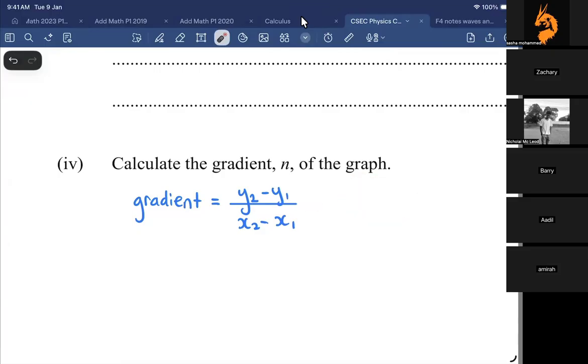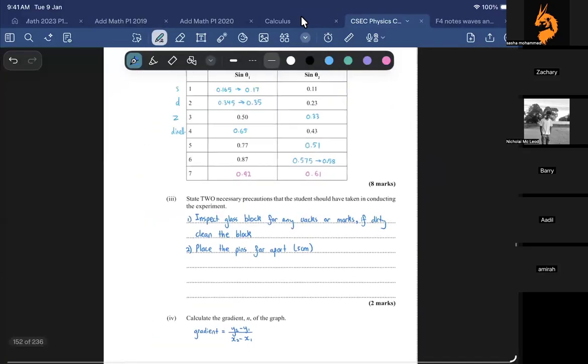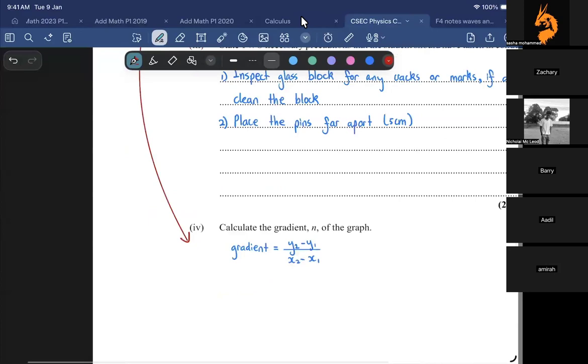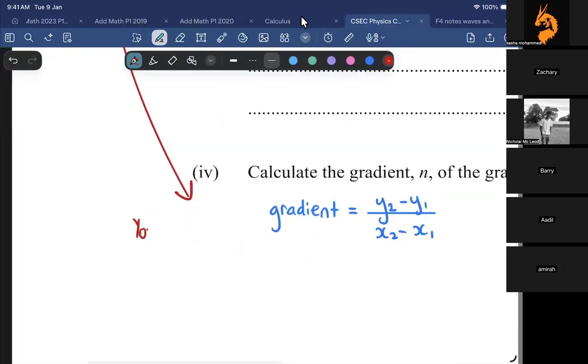That's what it represents, which is n. But they're just asking us for the gradient for now, so let me stick to that. In finding the gradient, you could actually use any 2 points from this table. You can use any 2 points from the table.